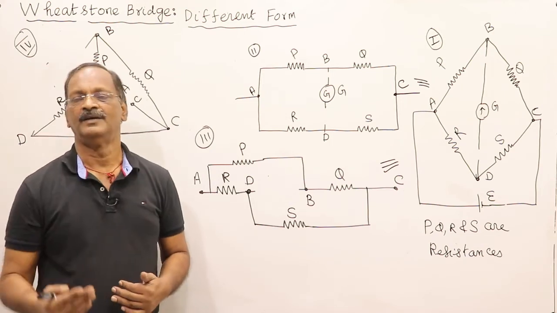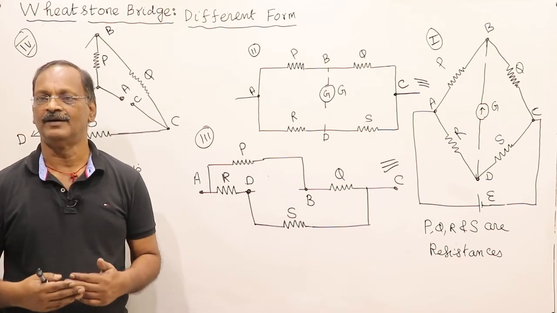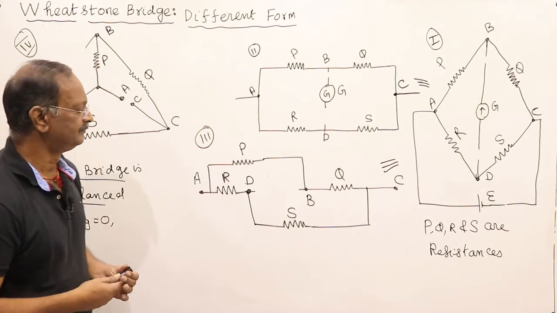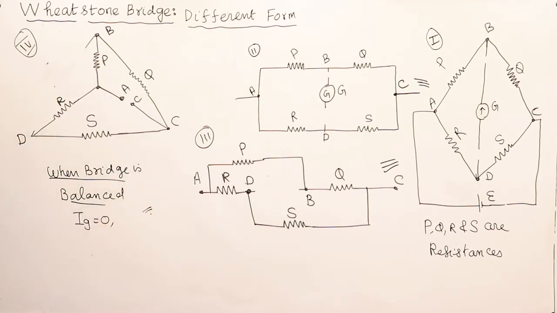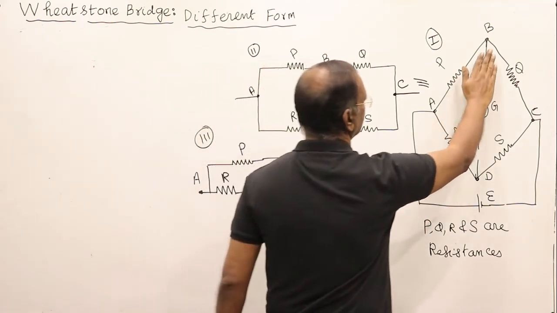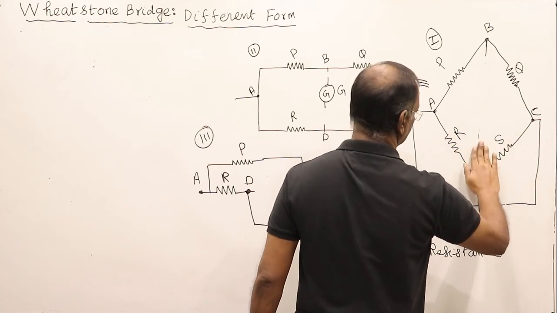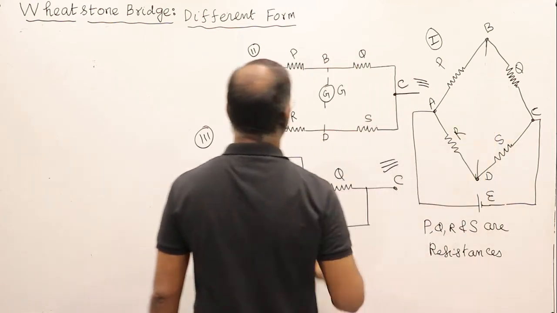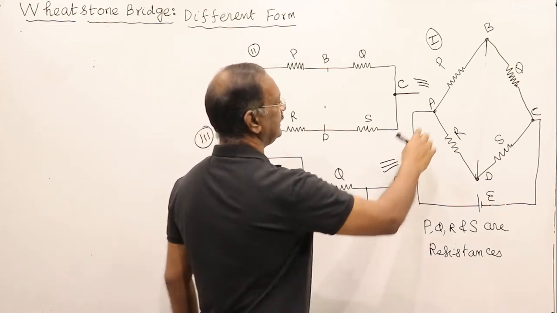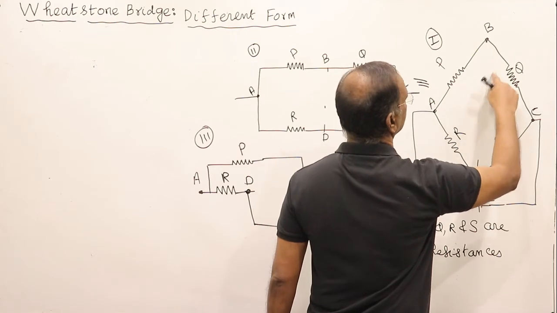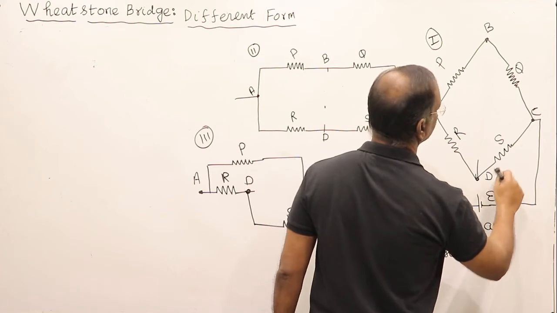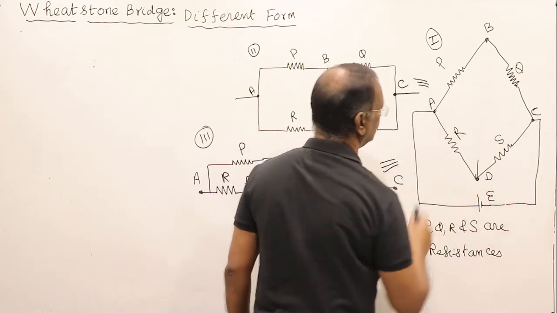We are going to use this Wheatstone bridge in the meter bridge, which is one of the first measuring instruments. When the bridge is under balanced condition, we remove this branch because no current flows through it. It means branch AB and branch BC will be in series, branch AD and branch DC will be in series, and both of these will be in parallel.